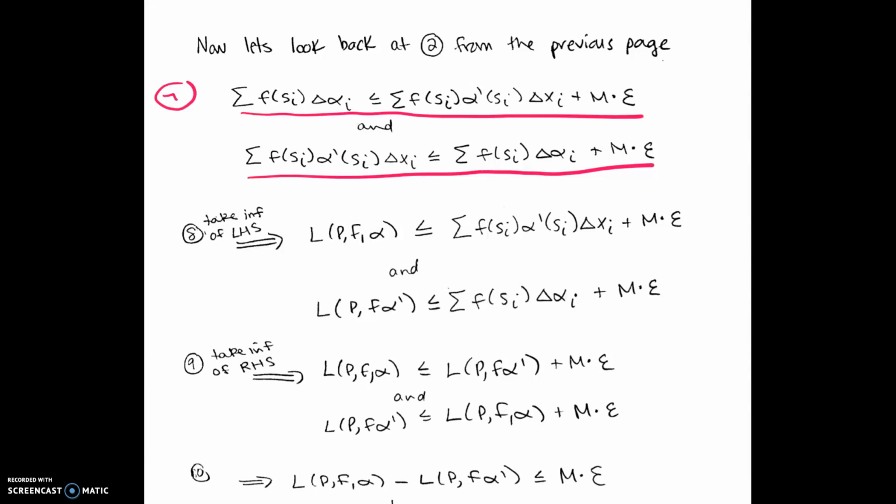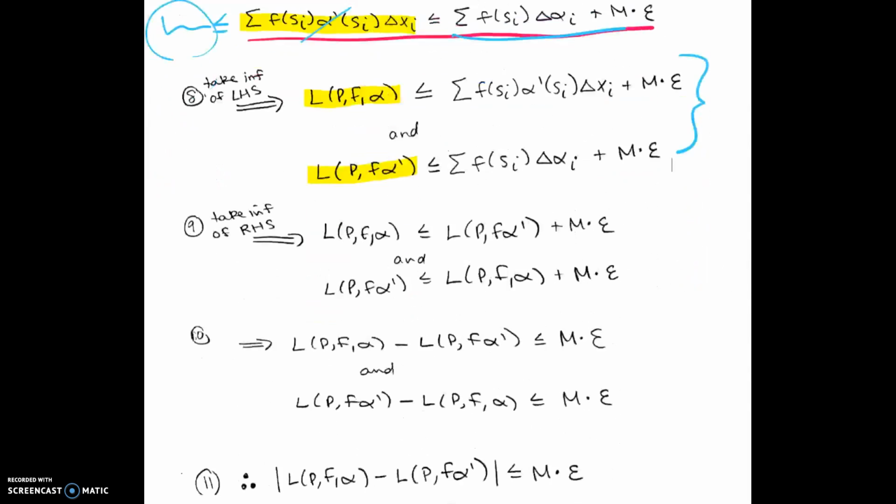Just like before where we had to take the sup of the right-hand side, now we have to take the inf of the left-hand side first. The inf of this would be the lower sum of P, f, alpha. The inf of this would be the lower sum of P, f, alpha prime. And again, we have to do the left-hand side first because the inf would be like you were doing this, right? So then we could say that this is just lower than this and cut out the middle part altogether, and that's how we would get this.